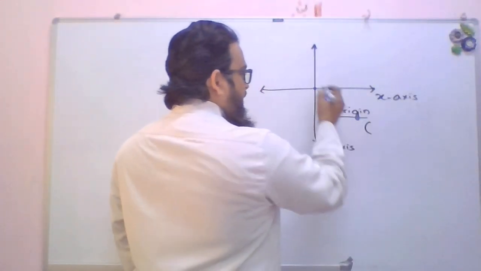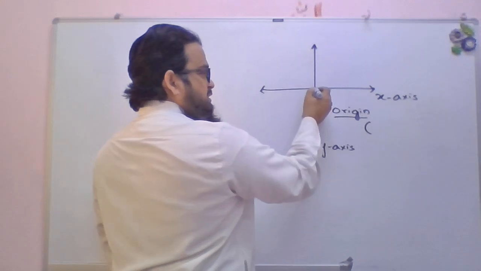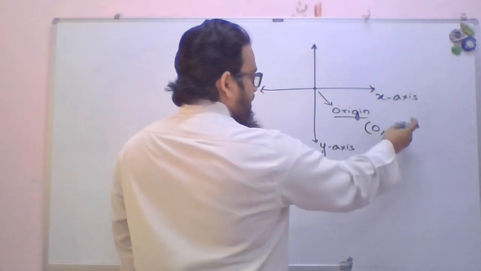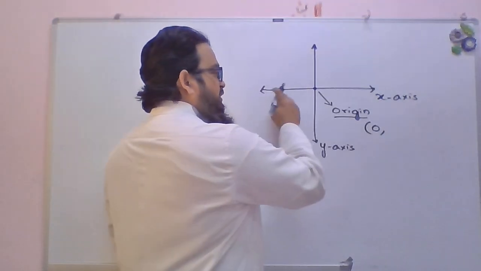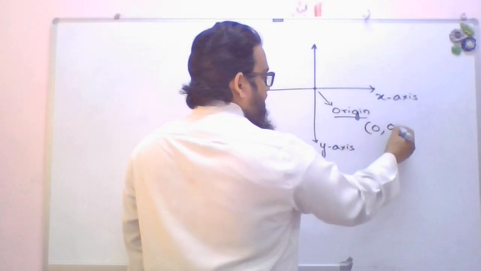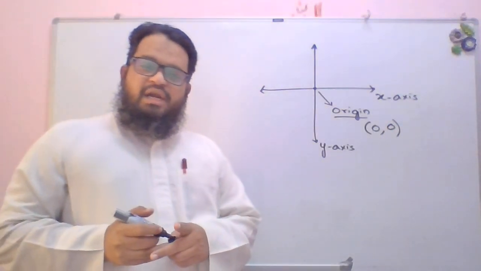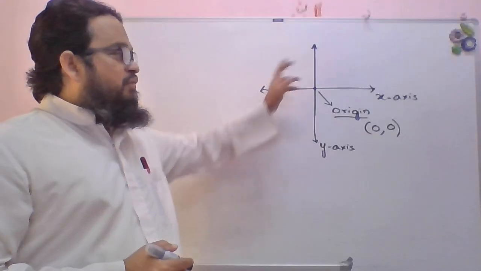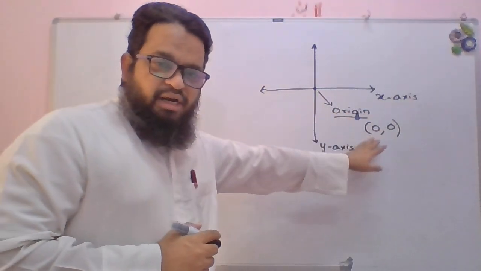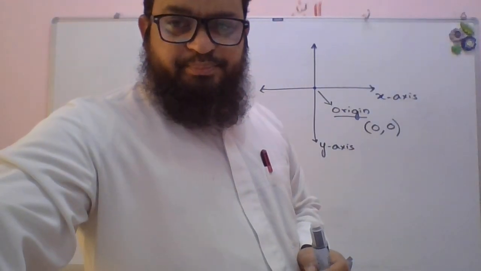What are the x coordinate and y coordinate of this? The x coordinate is the distance from the y axis. What is the distance of this point from the y axis? 0. And the y coordinate is the distance from the x axis. Since the point is on the x axis, the y coordinate will be 0. Therefore, the intersection point of both the axes is called the origin, and its coordinates are 0 comma 0. I hope you understood the question.